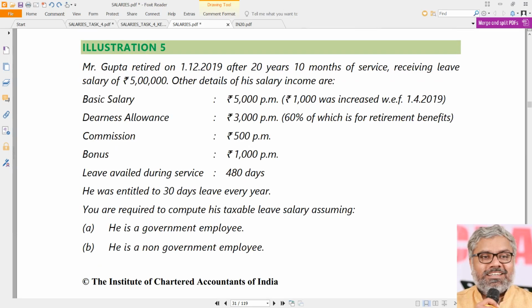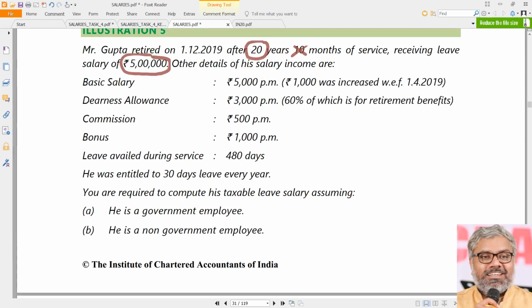Now let us apply this to illustration number 5. Mr. Gupta retired on 1/12/2019 after 20 years and 10 months of service. So what should we consider? Only 20 years. The 10 months should be ignored. That should not be considered at all. And he received a leave salary of 5 lakhs rupees. Okay, fine. That is his entitlement, the encashment of leave on the date of retirement, 1st December 2019.